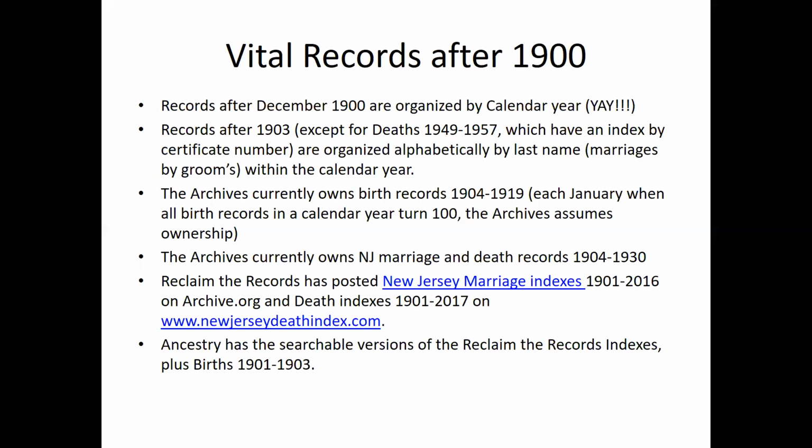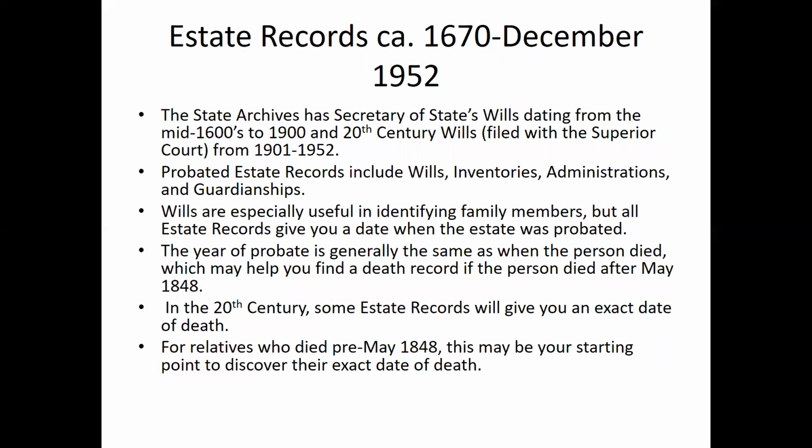And the archives currently owns New Jersey marriage and death records from 1904 to 1930. Again, Reclaim the Records has those New Jersey marriage indexes from 1901 to 2016 and the death indexes from 1901 to 2017. It's much easier to search these on Ancestry. So that was vital records.